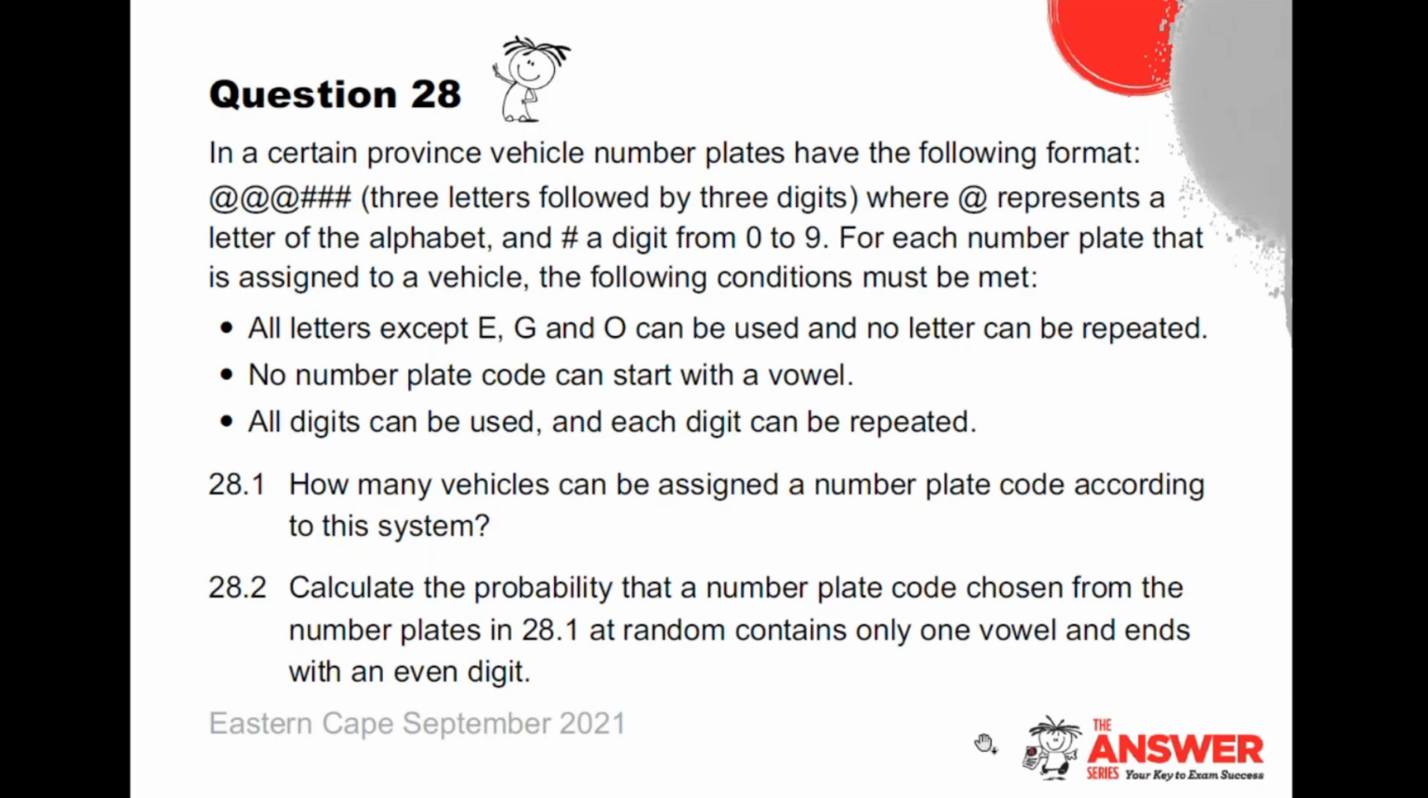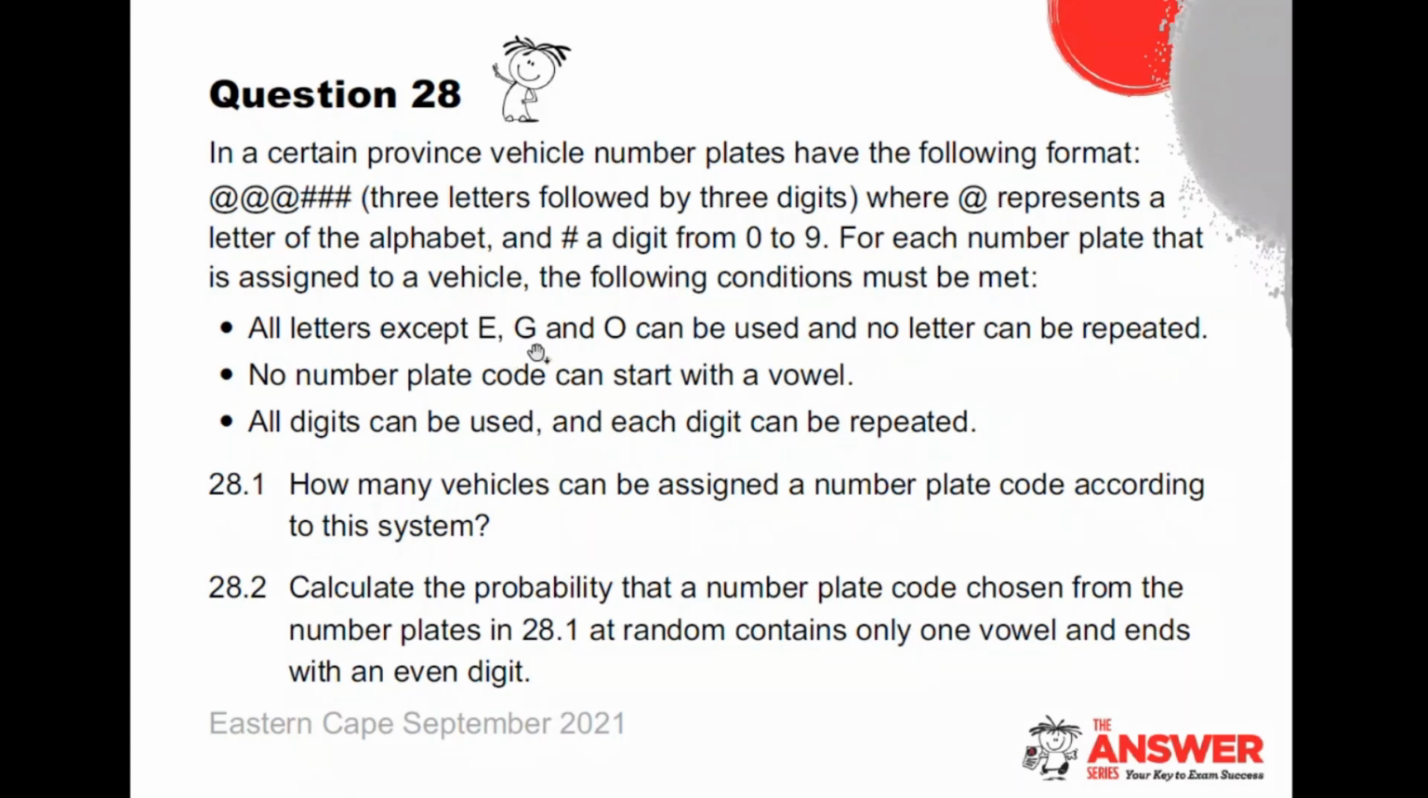Question 28. Okay, in a certain province, and this was Eastern Cape, September 21, I said to you, it's at this level that they're asking these questions. In a certain province, vehicle number plates have the following format: 3 letters followed by 3 digits. For each number plate that is assigned to a vehicle, the following conditions must be met. Okay, so they can't make it nice and simple for us. They've got to put curveballs in.